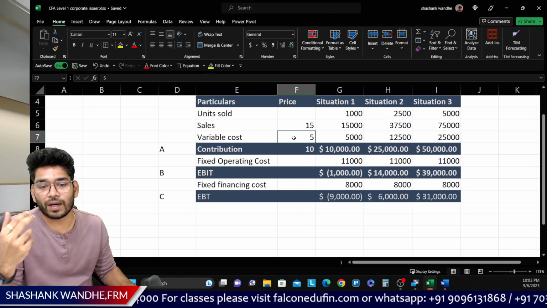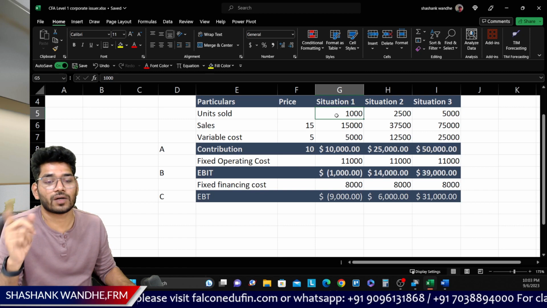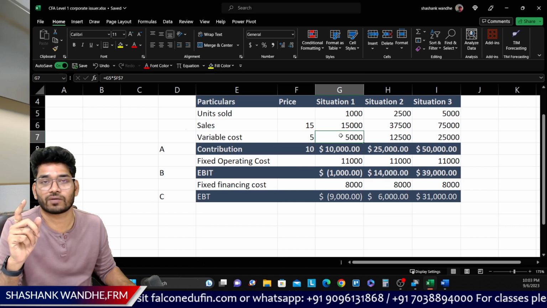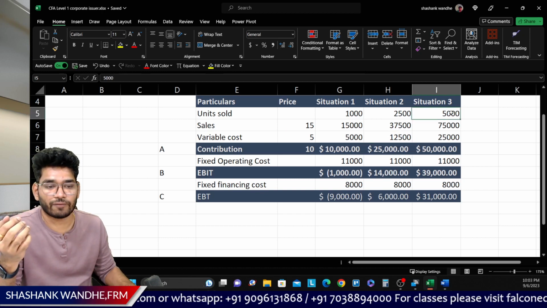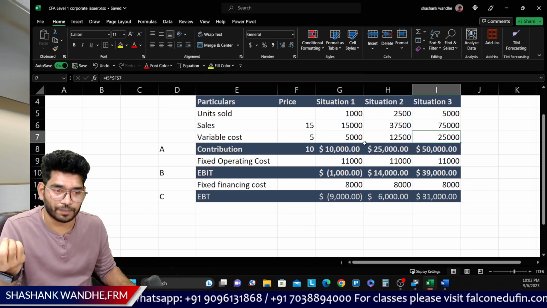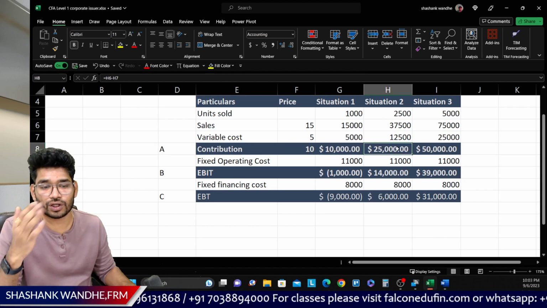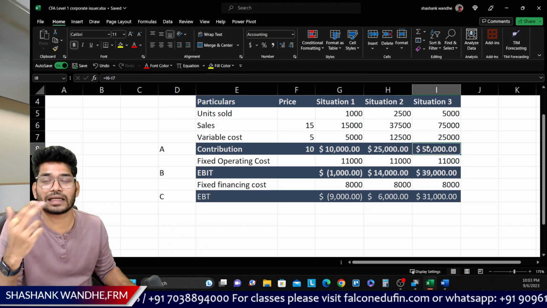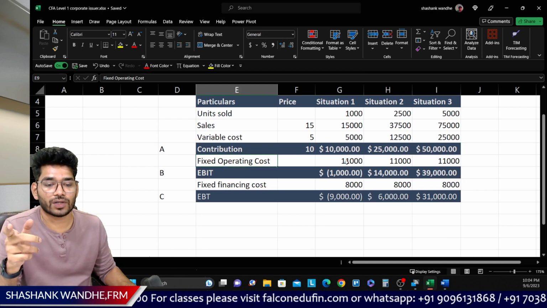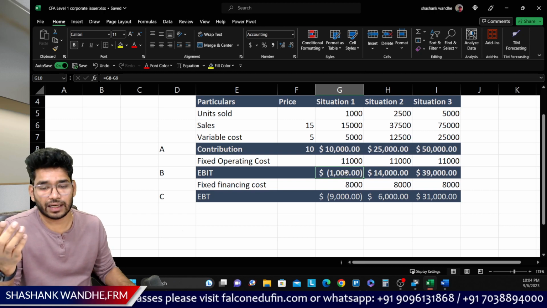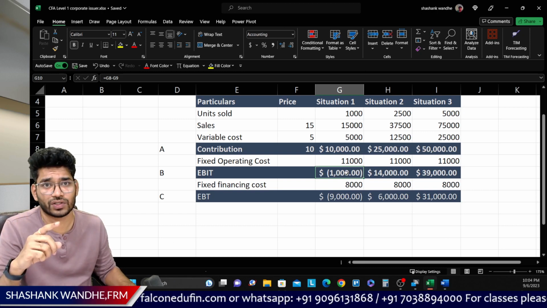Now here we have the variable cost. Remember, the variable cost is a per unit cost, that is $5 you are incurring for each unit. So if you sell 1000 units, 1000 multiplied by 5 is equal to 5000. Then 2500 multiplied by 5 is equal to 12,500, and then 5000 multiplied by 5 is equal to 25,000. If you do this, you will get the contribution of 10,000, then 25,000, then 50,000. If you reduce the fixed operating cost, in situation 1, you are generating, say, a loss. So your EBIT, earnings before interest and tax, here.